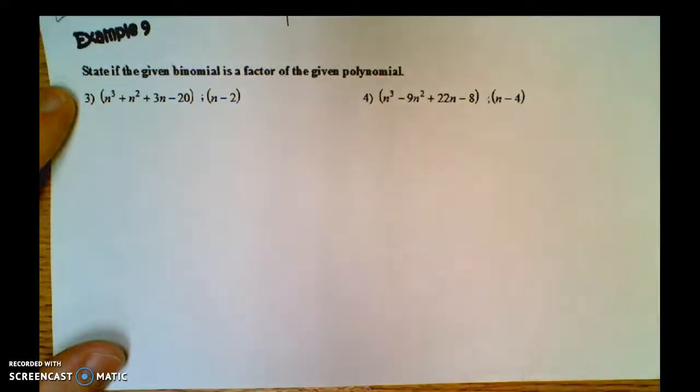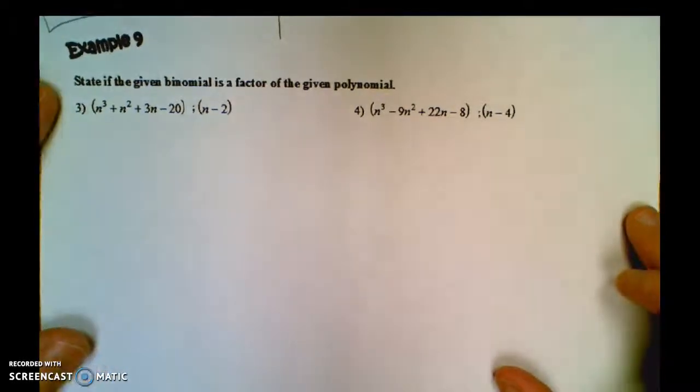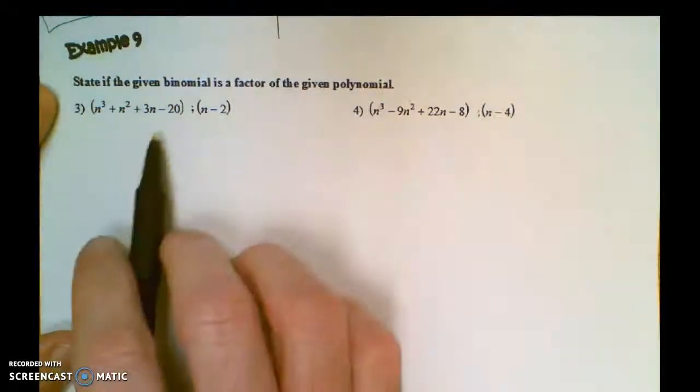Alright, this is Unit 3 of Polynomials, and we're looking at example 9. This one's asking us to state if the given binomial is a factor of the polynomial. There are two ways you can do this. The first way is to do your division.